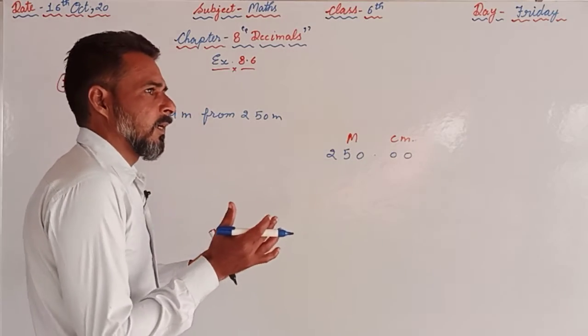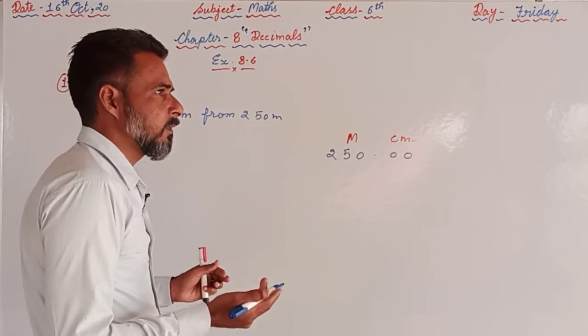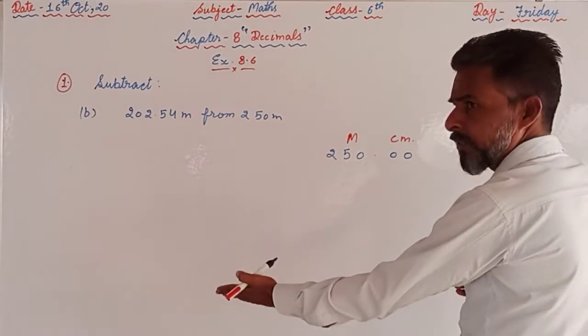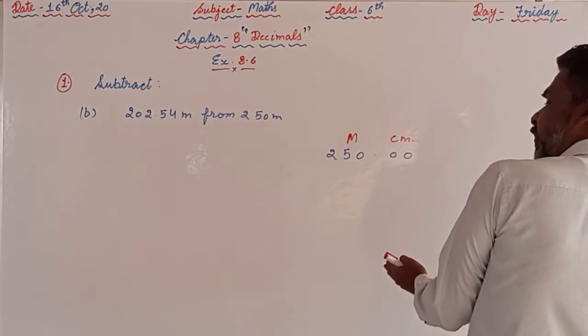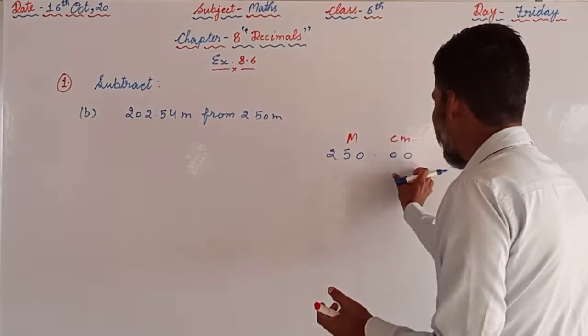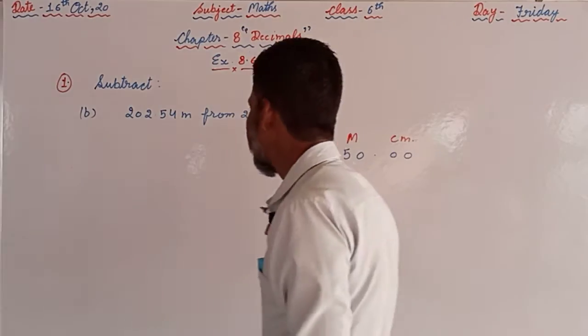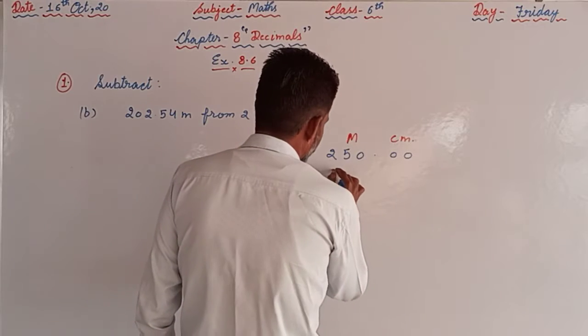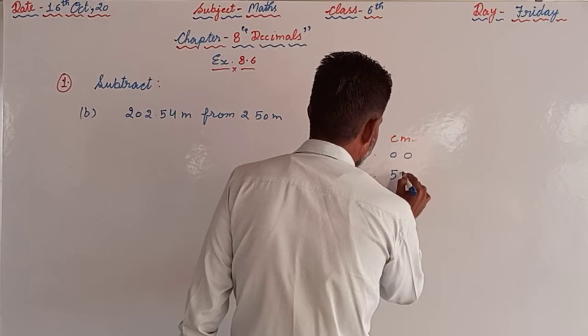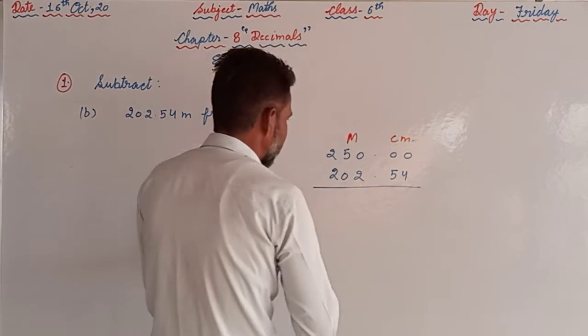If the decimal form is given for meters, then we can see that on the left hand side of the decimal there is meter, on the right hand side of decimal there is centimeter. Two places are reserved for centimeters. Now we have to subtract 202.54.